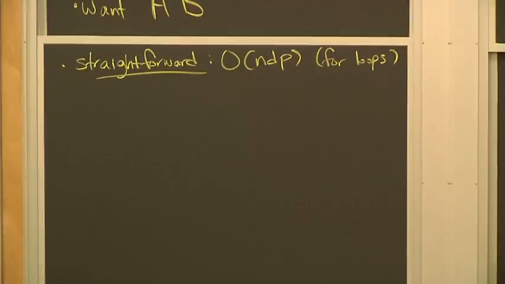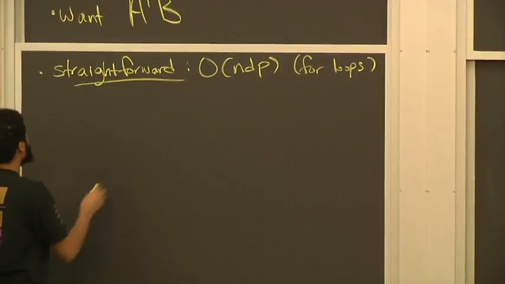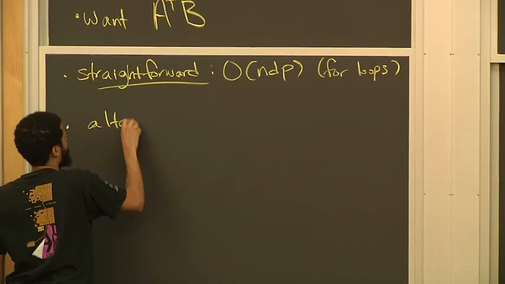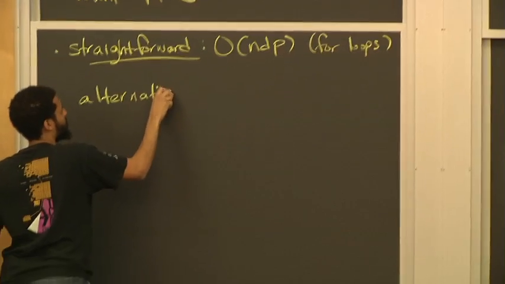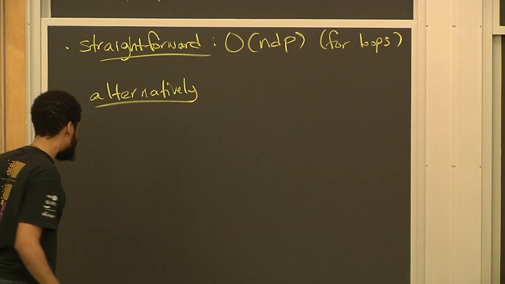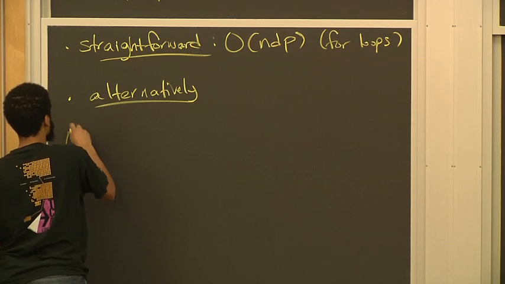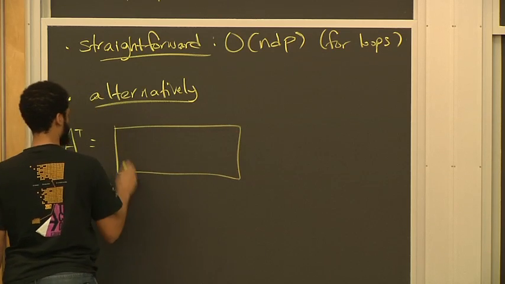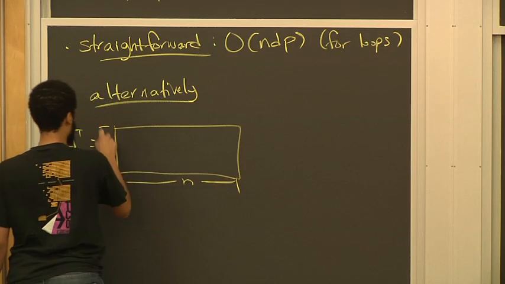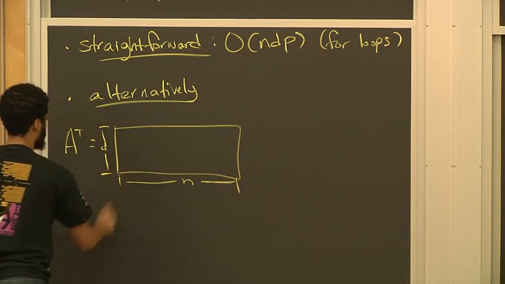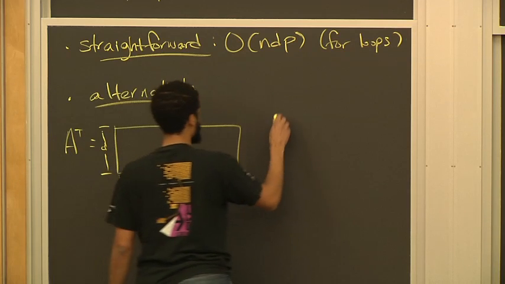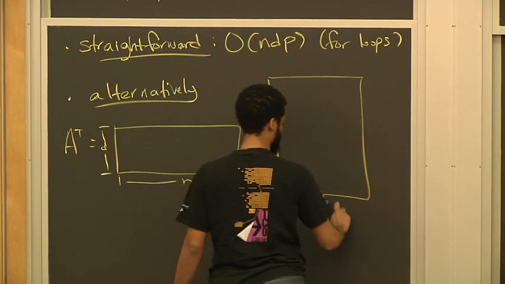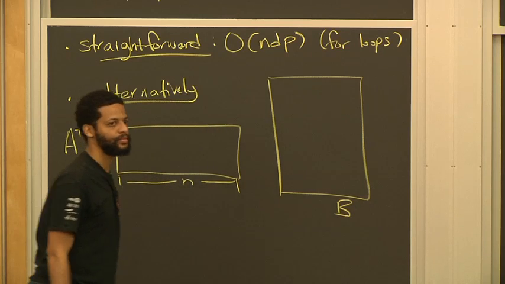There are fancier algorithms. So one thing you could do is, alternatively, you could do the following. You could say A transpose looks something like this. This is the big dimension. And then here's B.